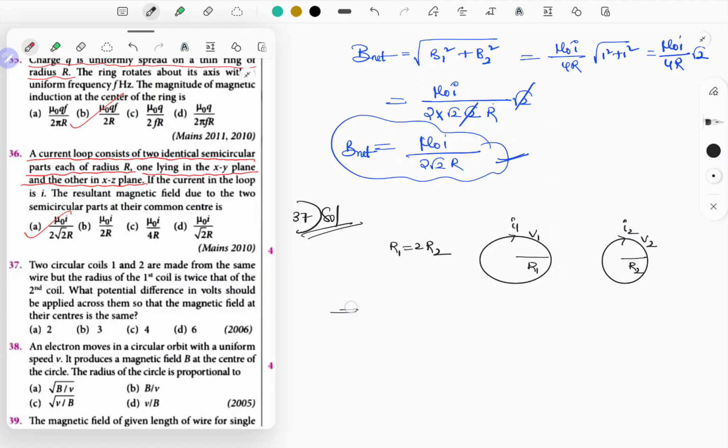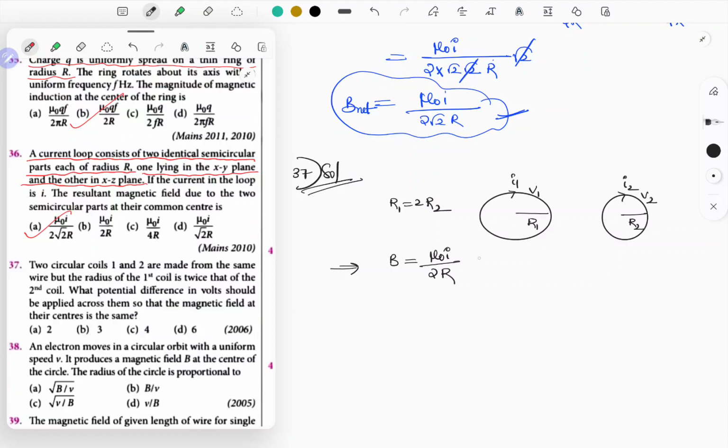What's the formula for magnetic field? The general formula for the magnetic field due to a complete circle is mu naught I by 2R, right? And we can replace I with potential, that is I is equal to V by R, right? So it's mu naught into V by R, divided by 2 times R. So finally, mu naught V divided by 2R square.